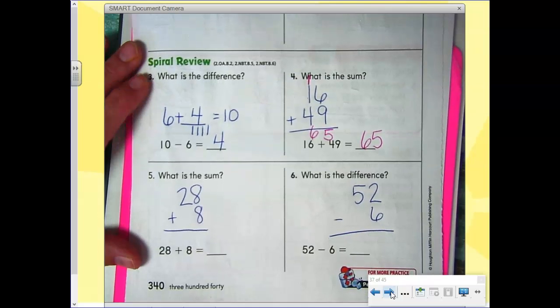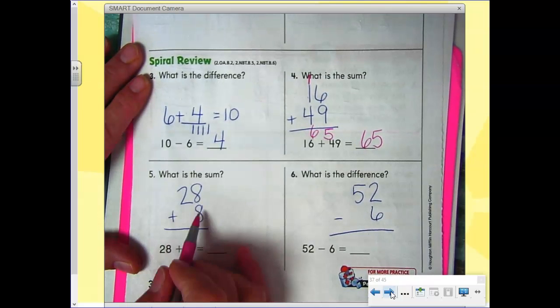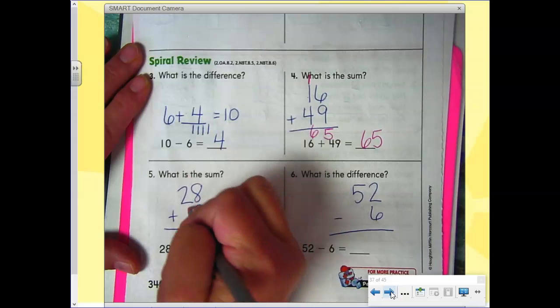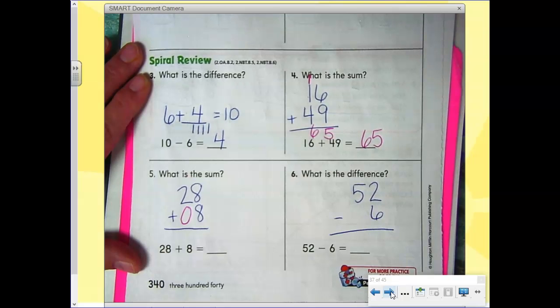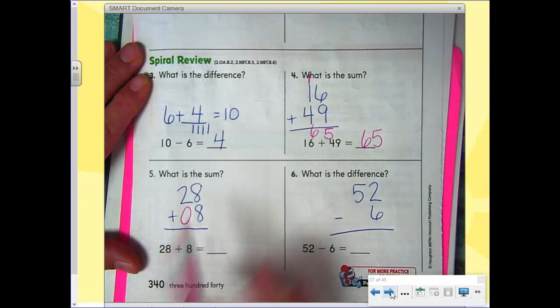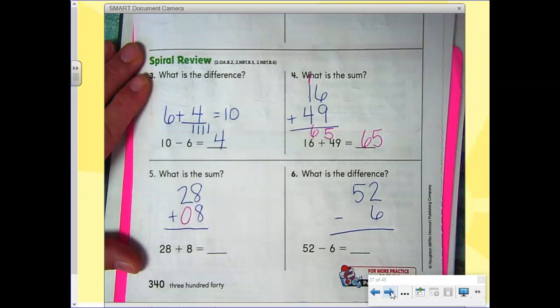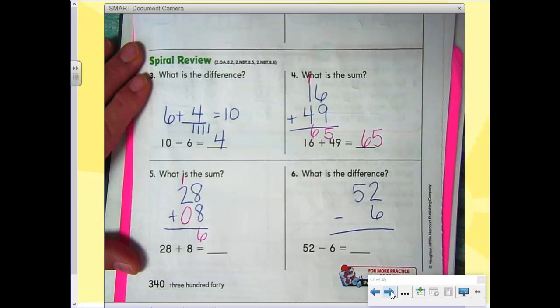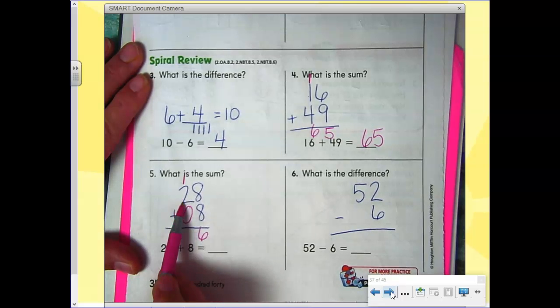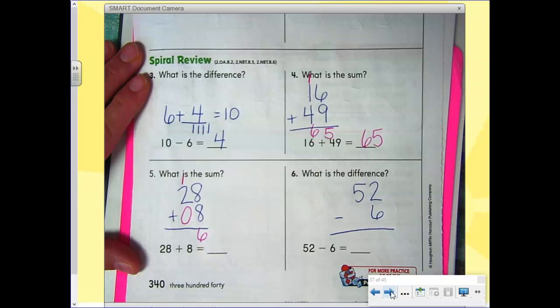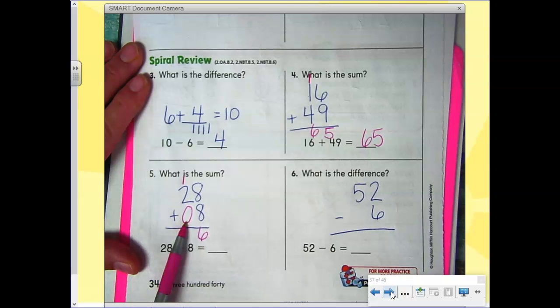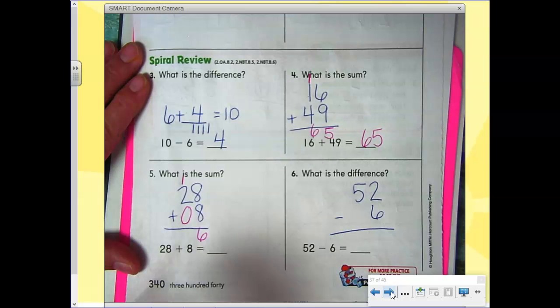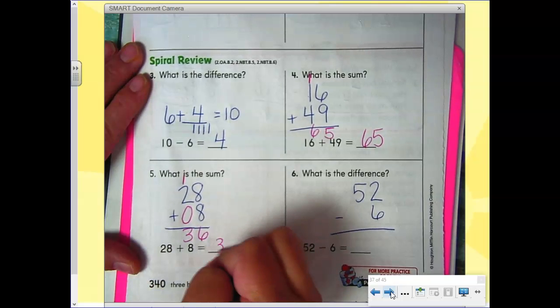All right, number 5. 28 plus 8. If you need to put the 0 there to hold your place, you can, if it confuses you. 8 plus 8 is 16. 16 is 1 ten and 6 ones. Now we can add 1 plus 2 is 3. 3 plus 0 is still 3. Your answer is 36.